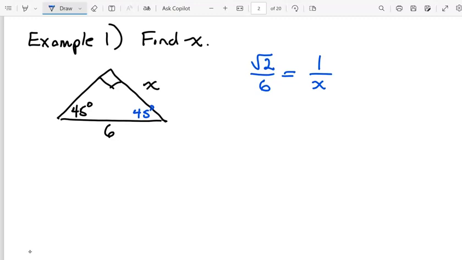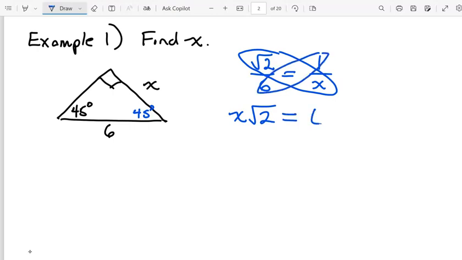So I'm going to cross multiply. The square root of 2 times x, or x times the square root of 2, is equal to 1 times 6, which is 6. Now, in order to solve, we need to undo the multiplication by dividing by the square root of 2, and that will give us 6 divided by the square root of 2.